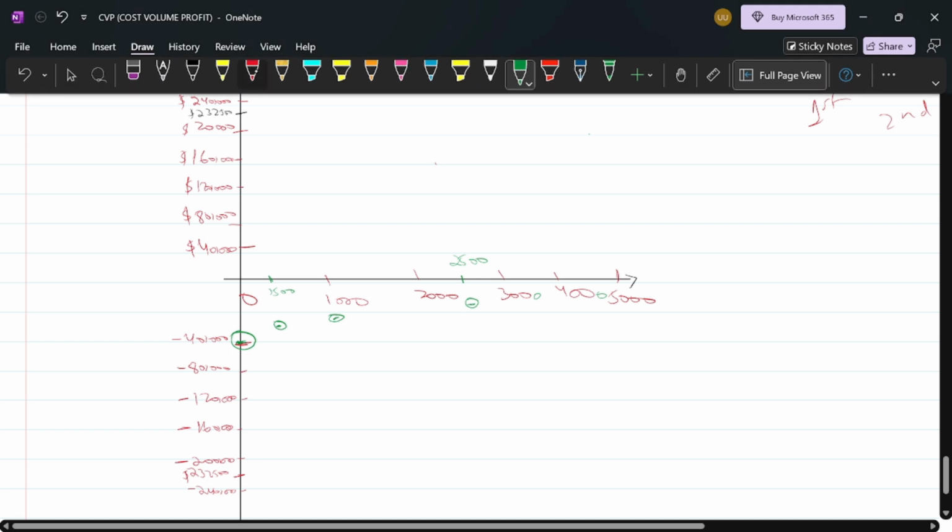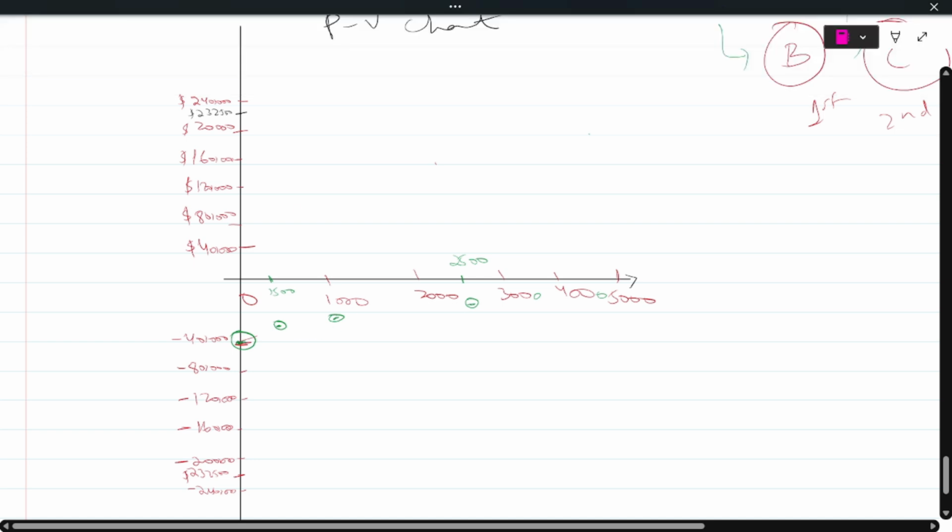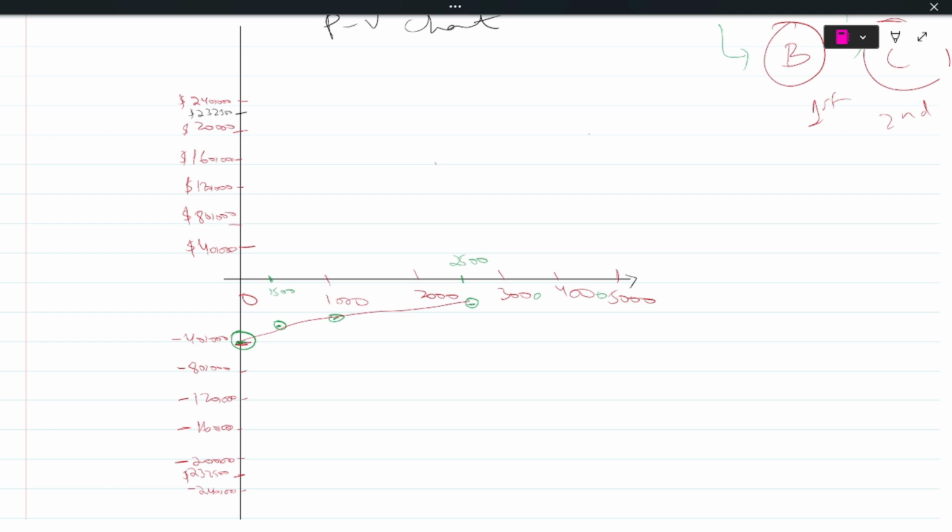And now all you have to do is to join these points with the help of a line, right? Like this. So the line would be like this, right? It doesn't have to be a proper straight line or anything. Just combine the points with a freehand, and that is going to be your profit to volume chart.